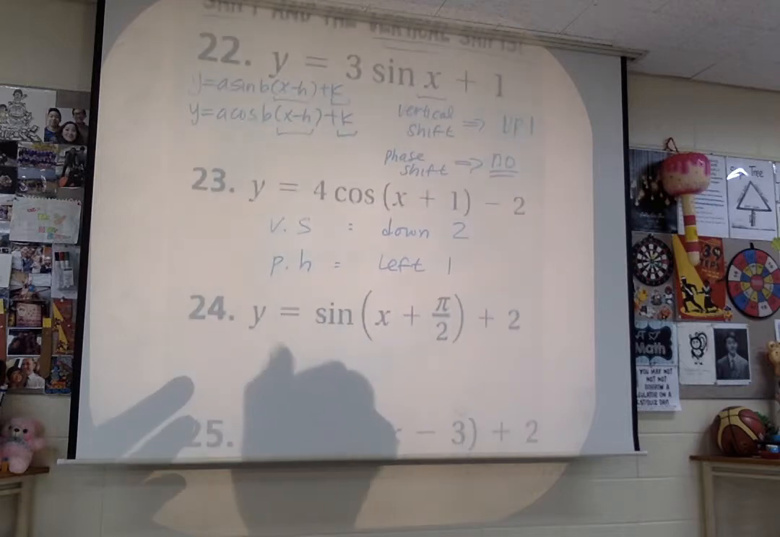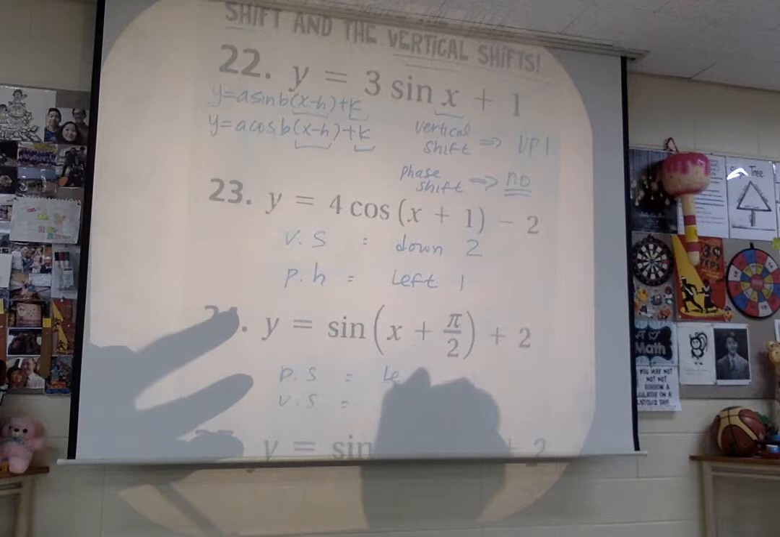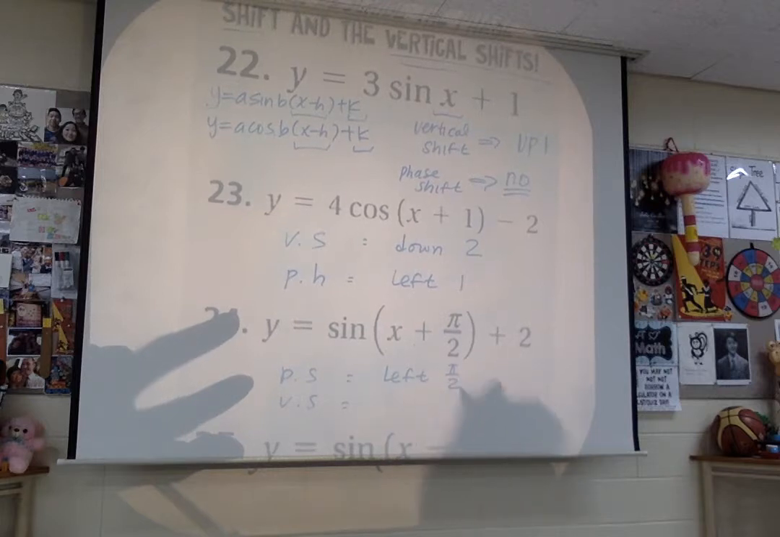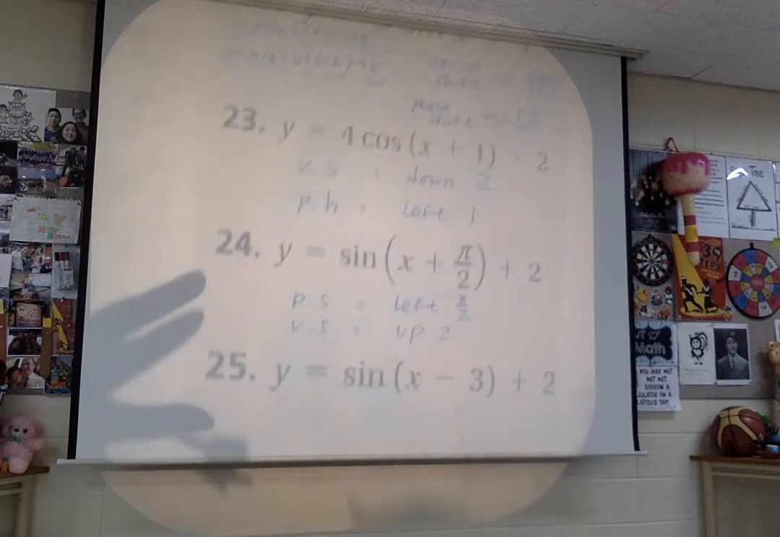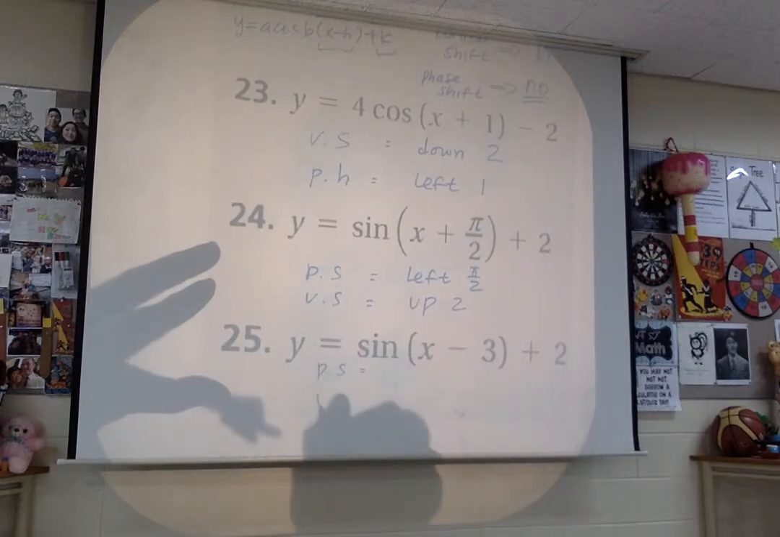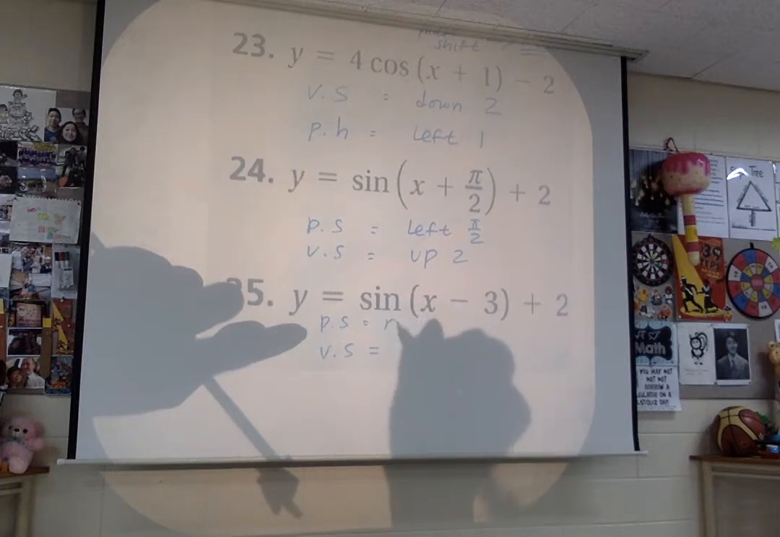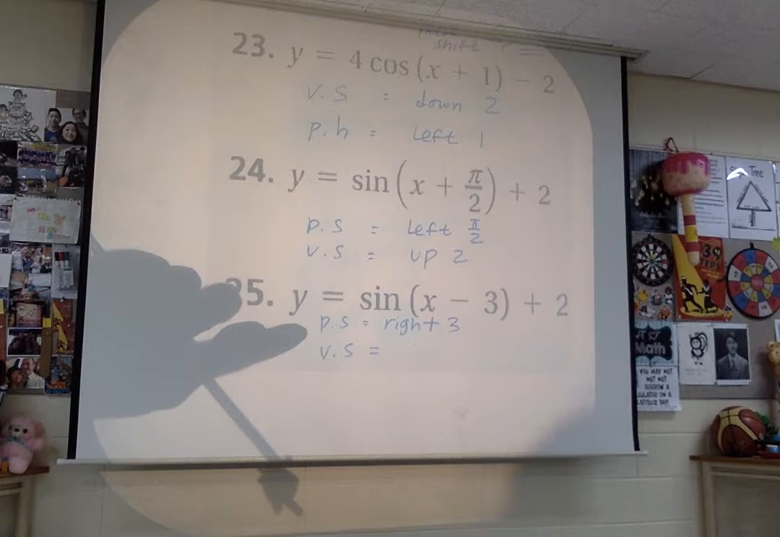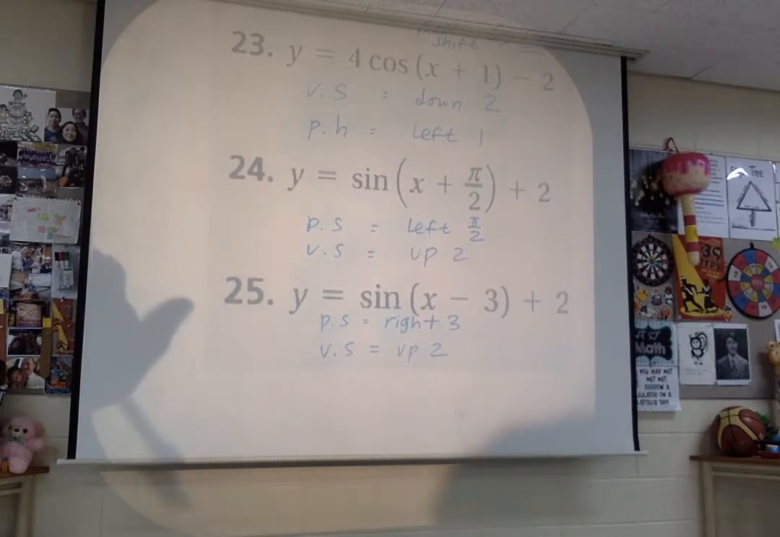So you guys, next one, phase shift, vertical shift. Phase shift should have been left pi over 2, up 2. Check with your neighbors as well, okay? And phase shift here, vertical shift here, phase shift here, right 3, since it's remained negative here, minus, okay? And it went up 2, since the k is now 2. That means the midline's gone up 2, okay?